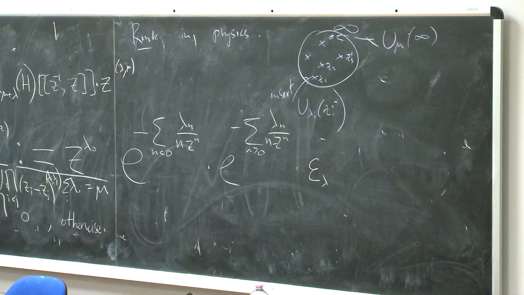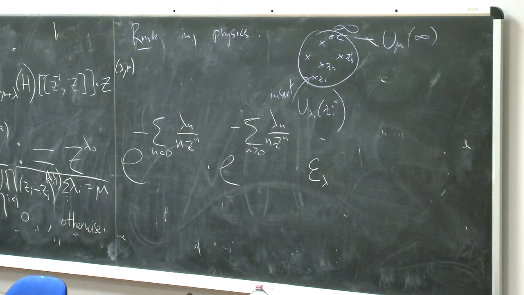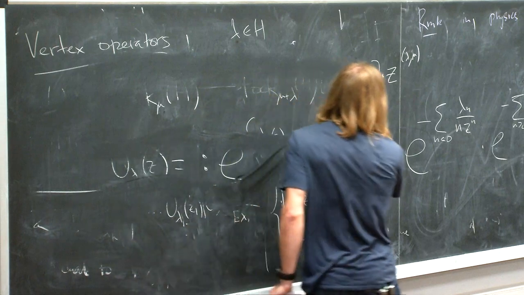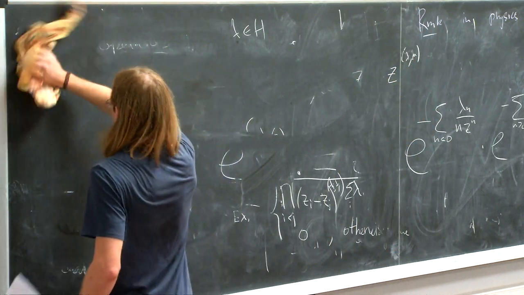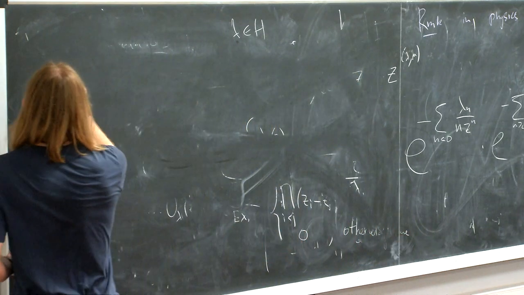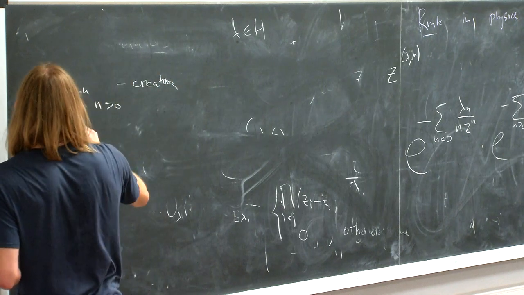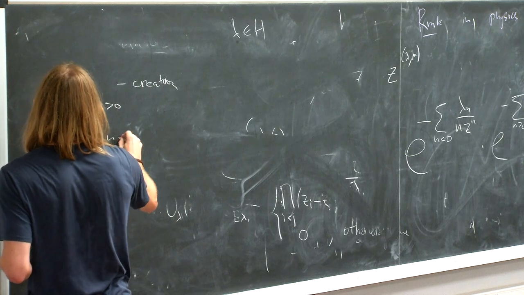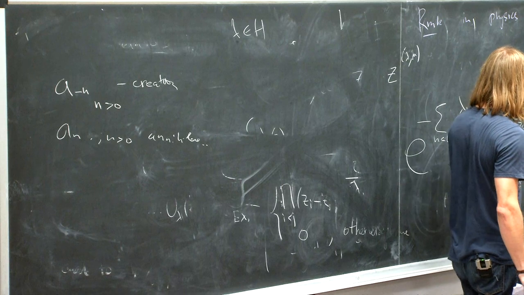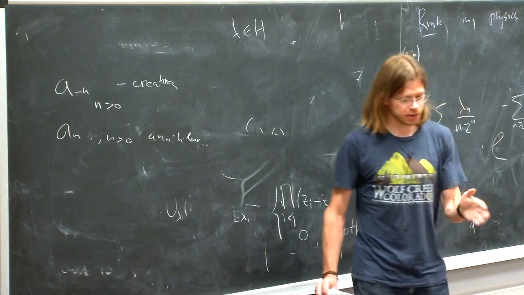Any other questions? Okay. The things which I wrote before, a minus n with n greater than zero, are creation operators, and those with positive n are annihilation operators. Since you can have a state with a finite number of particles, only a finite number of these will act non-trivially. You can kill only a finite number of them.